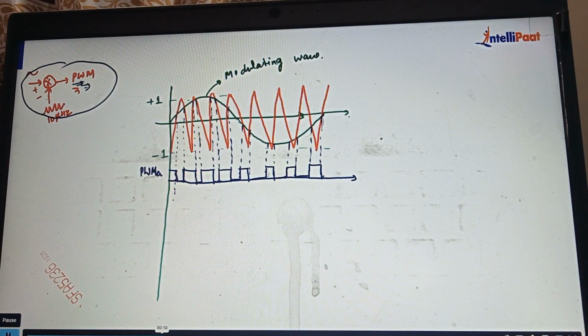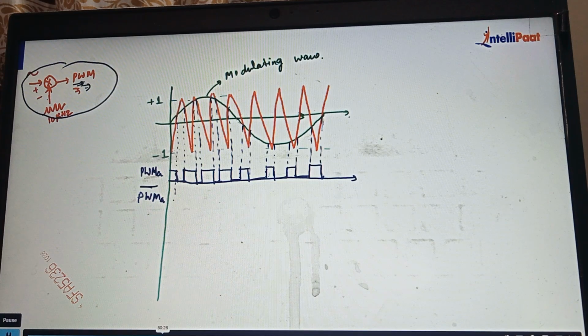Now if I'm saying draw the PWM A bar, can you draw the PWM A bar? Can you draw this PWM A bar? Anyone? Sir, downside. Downside? Negative. Negative. Why negative? It is not negative.